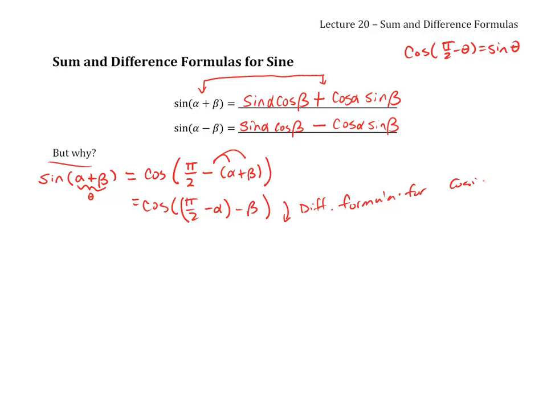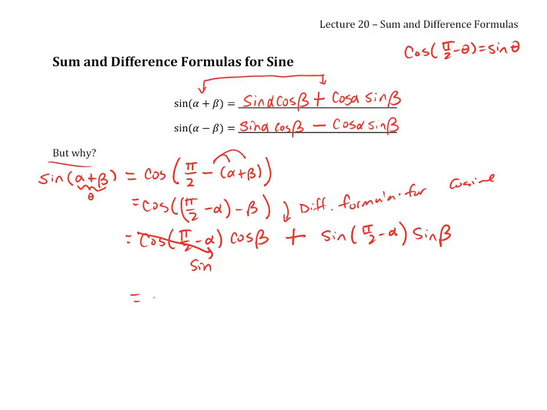for cosine. This becomes cosine of pi over 2 minus alpha cosine of beta plus sine of pi over 2 minus alpha sine of beta. Now we know cosine of pi over 2 minus alpha is sine of alpha. So you have sine of alpha cosine of beta plus, turns out this is the same thing as cosine of alpha now. So you have cosine of alpha sine of beta.